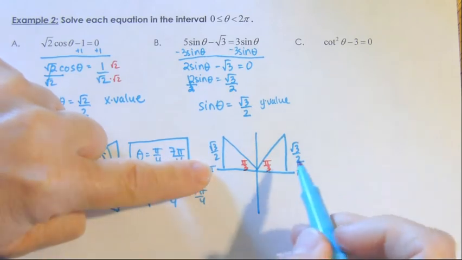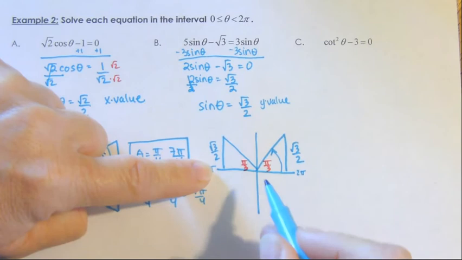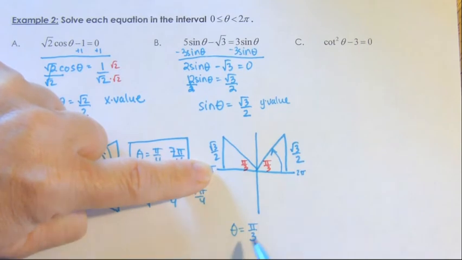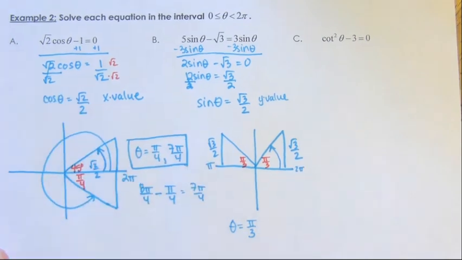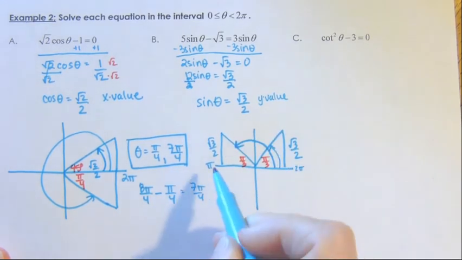So I've got two triangles, so I'm going to get two answers. One of my answers is just right there in the first quadrant already. So theta is equal to pi over 3. If it's in the first quadrant, it's always just going to be the same as that reference angle. The other angle is going to not quite make it to pi.